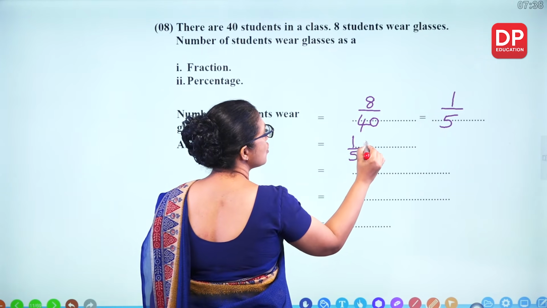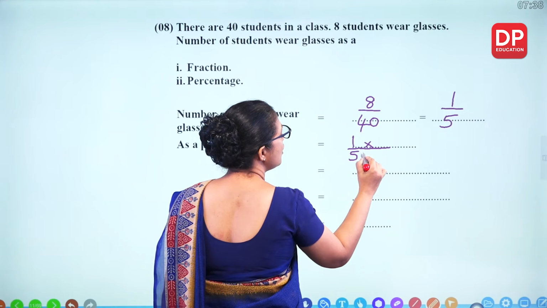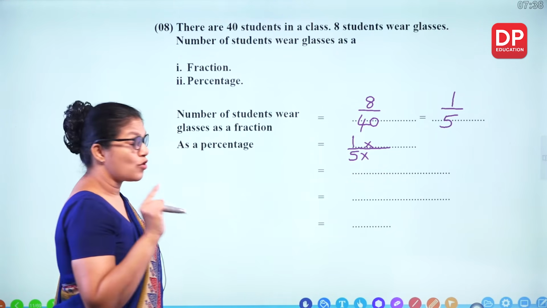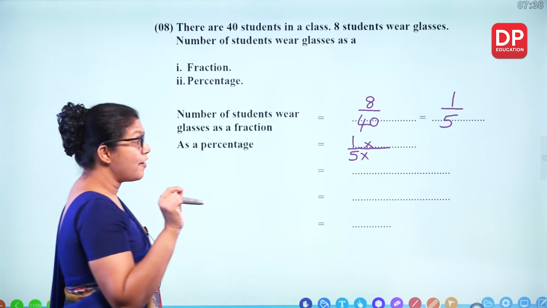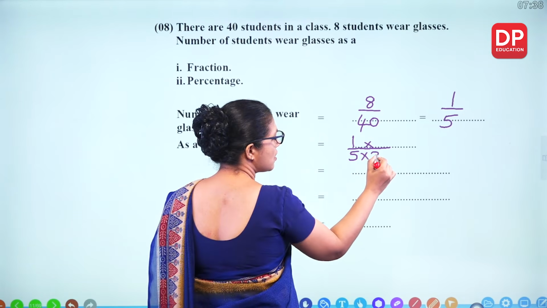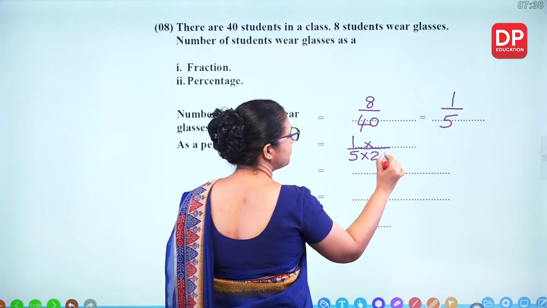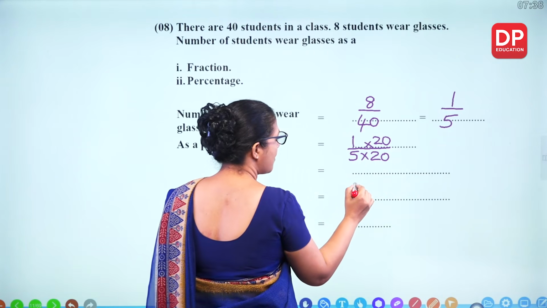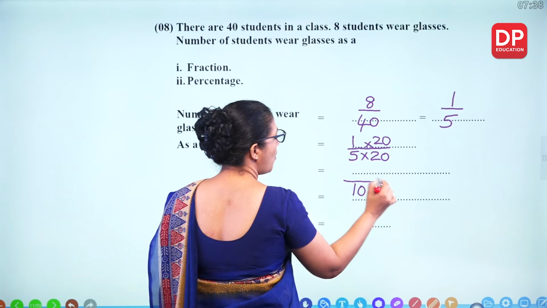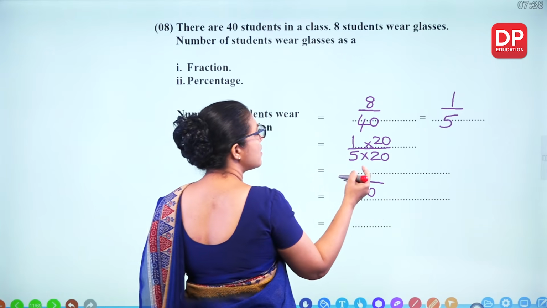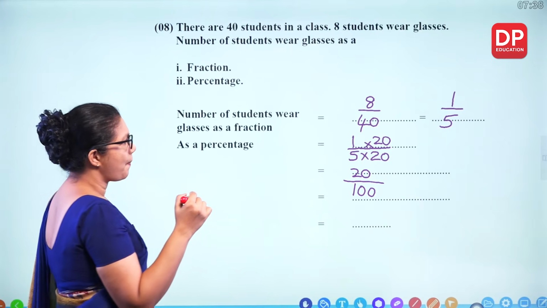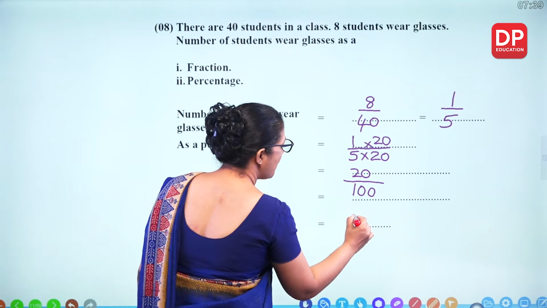Take the fraction, and convert the numerator and the denominator by a certain number so that the denominator is 100. 5 times what? 20. Do the same thing. So you get 100 as the denominator. 5 times 20. 1 times 20 is 20. So what's the percentage value? You get 20%.